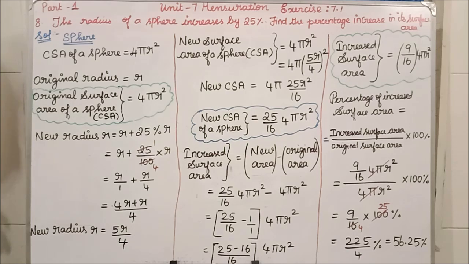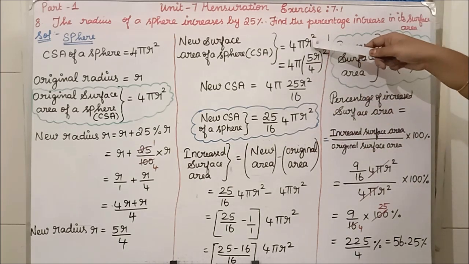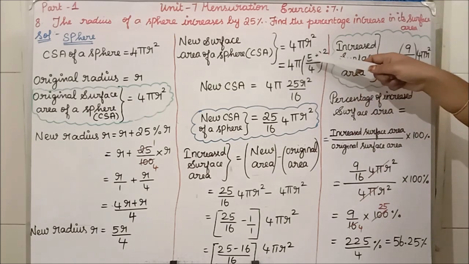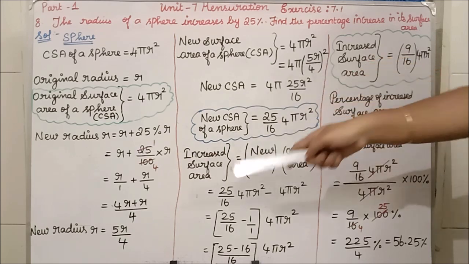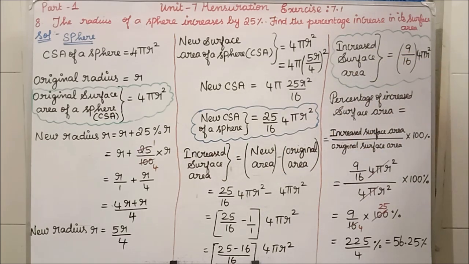The curved surface area of the sphere formula is what? 4 pi r square. Okay, now in that we have the radius value. Now we have got the new radius, so in the place of r, you have to substitute that new radius. Here, 4 pi into, in the place of r we have 5r by 4. Since we have the whole square, I am writing the whole square.